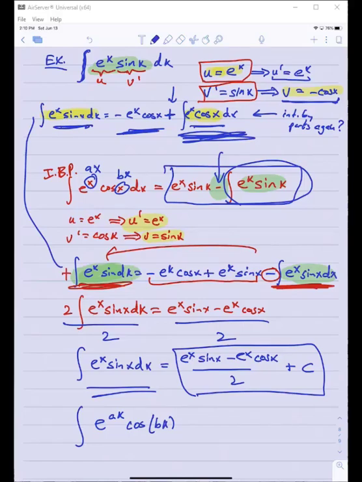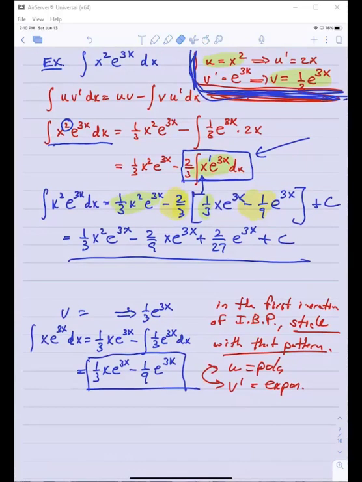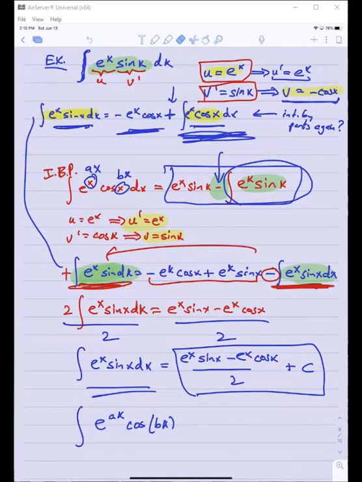Let's do another one real quickly just to track it and see how that would work. So let's make up something like the integral of e, let's say, to the 2x times, let's say, cosine. Let's make it sine this time. Wait a minute, what did we do last time? We did sine, so we'll do cosine. Let's say cosine of 5x.